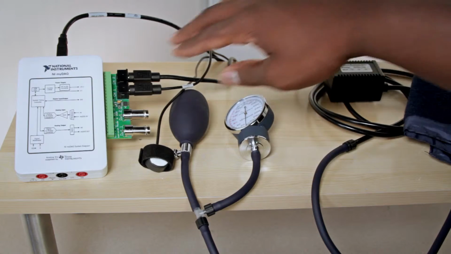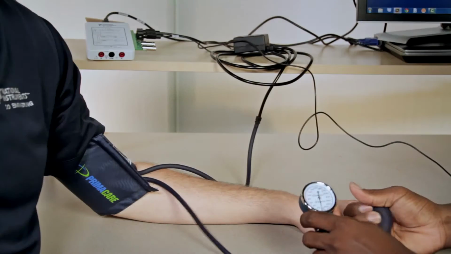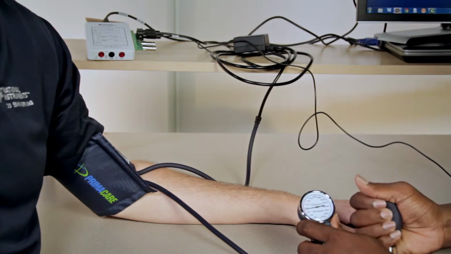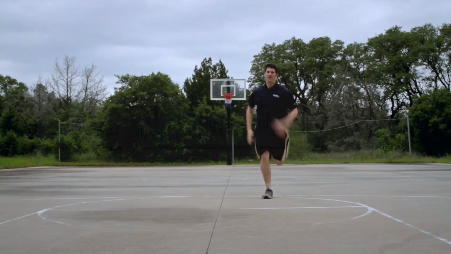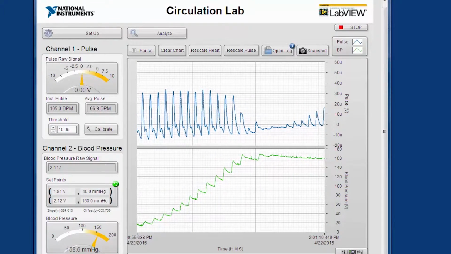So I'm going to walk through a specific example of teaching students about exercise physiology using an engineering system. We'll measure heart rate and blood pressure of a subject at rest and then during exercise and compare these values to their calculated target heart rate.